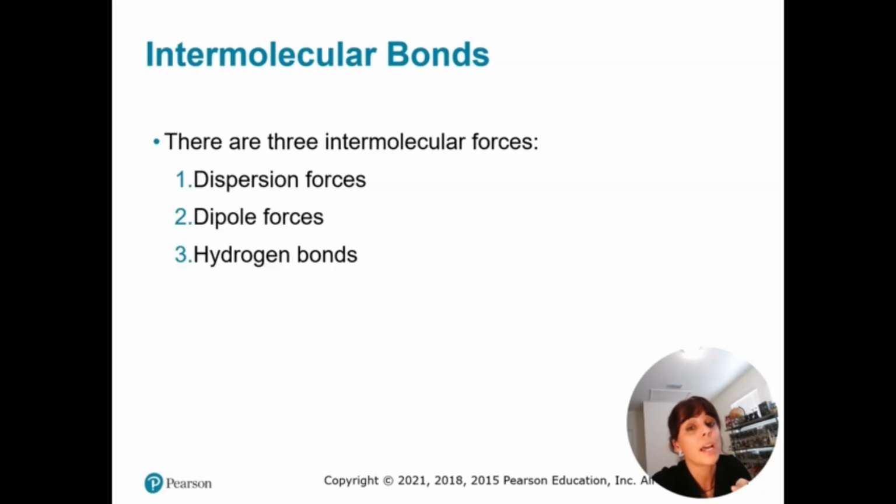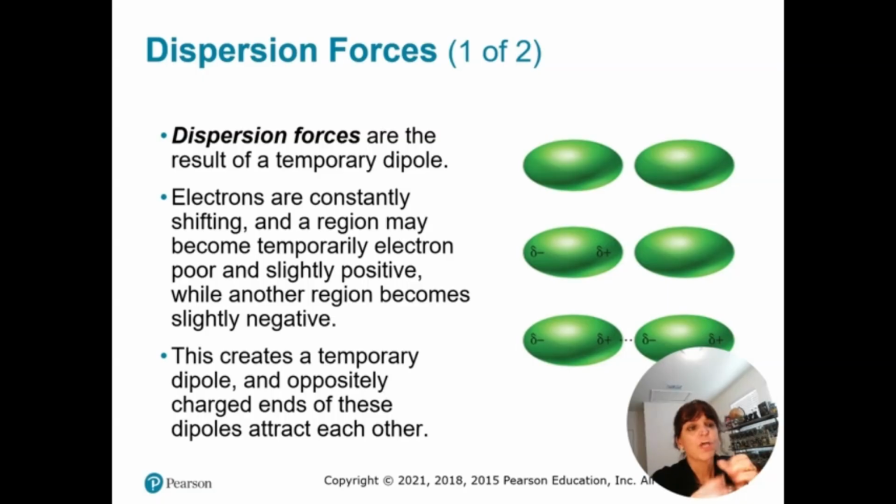Do we have another? Yes, we have ion-dipole and ion-ion. They are very strong forces because we have ions. Remember, ions have positive and negative charges, so the attraction is really, really strong. So let's start with dispersion force.